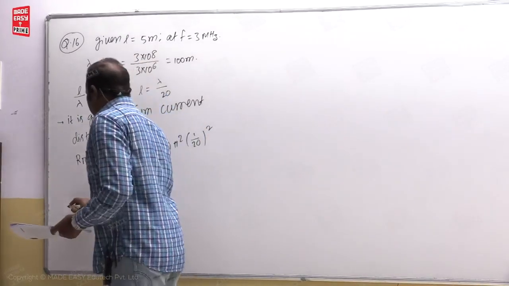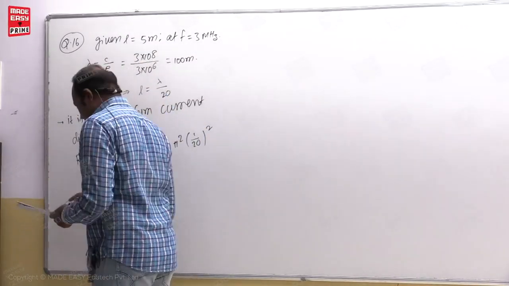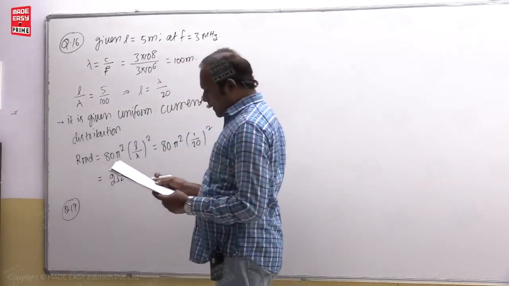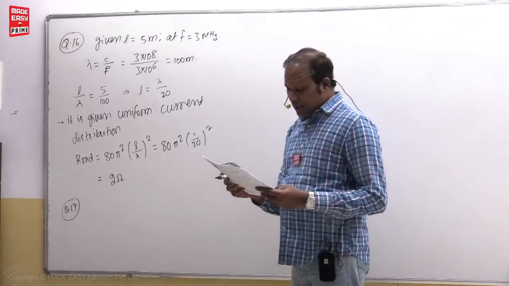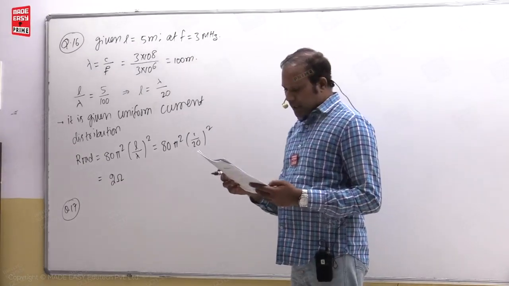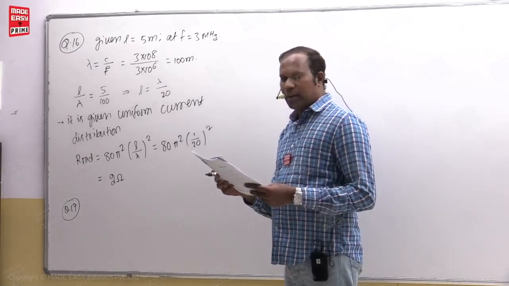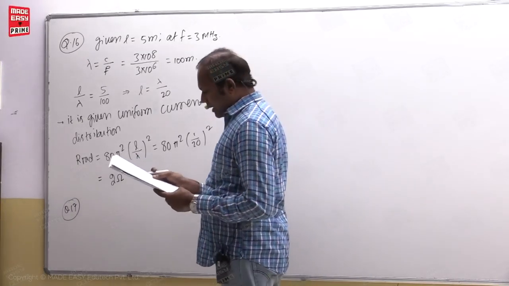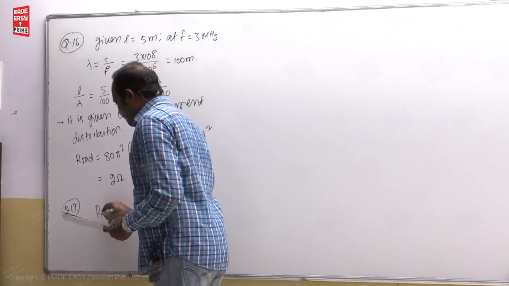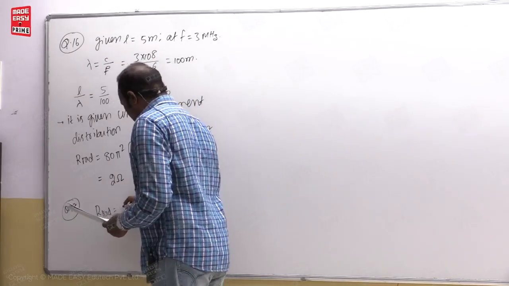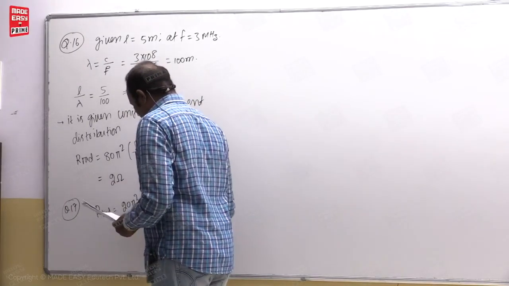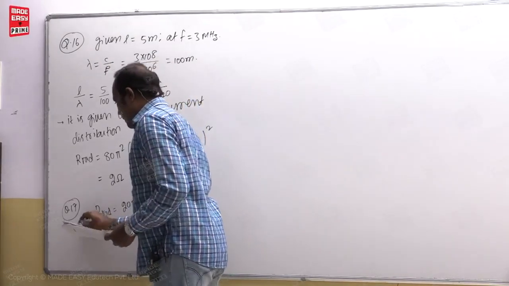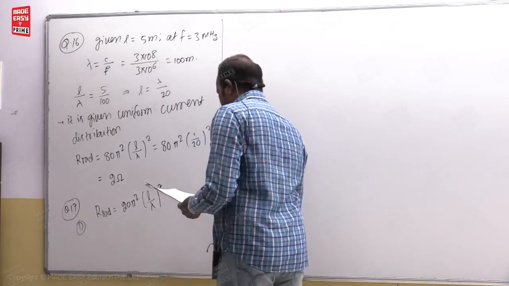Okay. Now next, question number 17. It is a standard question. Already I told you, for triangular distribution, the current element having I of Z equal to I naught into 1 minus 2 mod Z by L, the radiation resistance is 20 pi square L by lambda whole square. So the answer is D for this question.